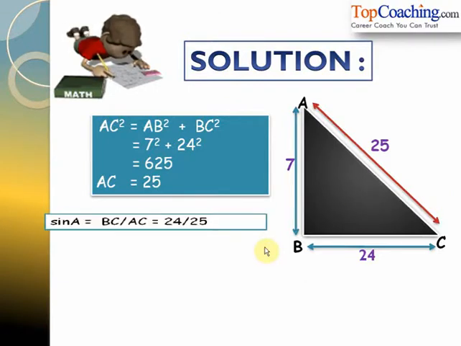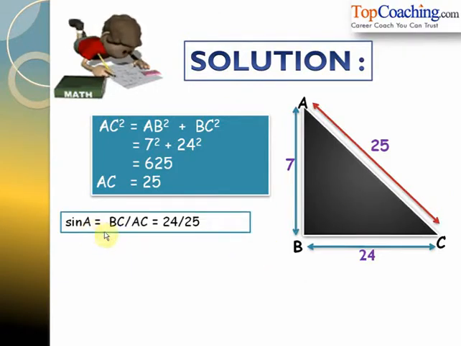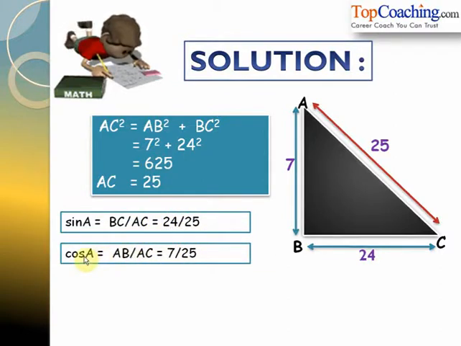Now sin A would be equal to BC upon AC. Now this angle is A, therefore the height for this triangle would be this and the hypotenuse would be this. Therefore sin A would be equal to BC upon AC and that is equal to 24 upon 25. Similarly cos A would be equal to AB upon AC, and so this would be equal to 7 upon 25. Thus cos A is equal to 7 upon 25.